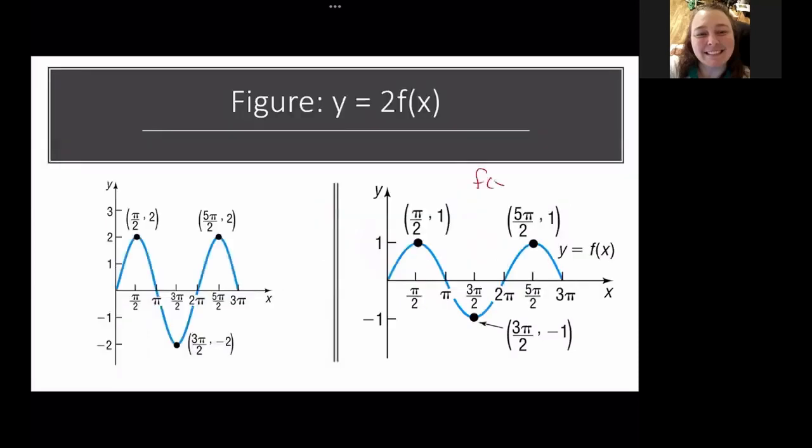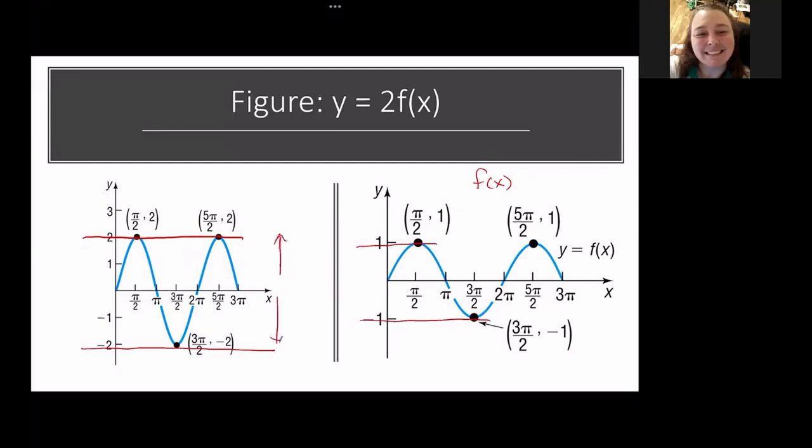Here is my original equation, f of x, over here on the right. And on the left, what we can see is y equals 2f of x. One thing you can see here is that originally I went from 1 to -1, and now I go from 2 to -2. So we took this and we stretched it by 2. So we were 1, we're now 2. We were -1, we're now -2.